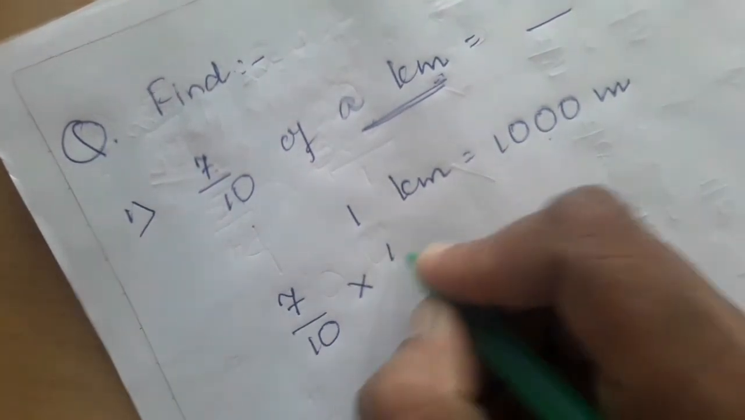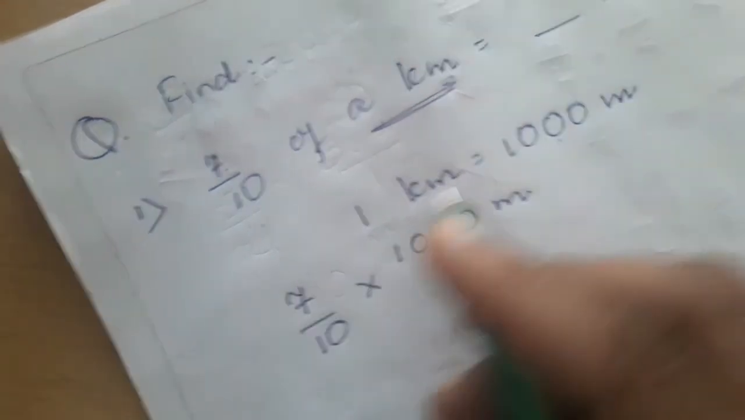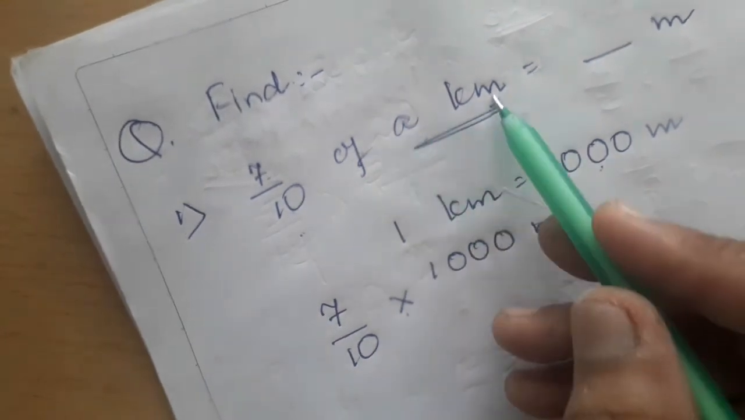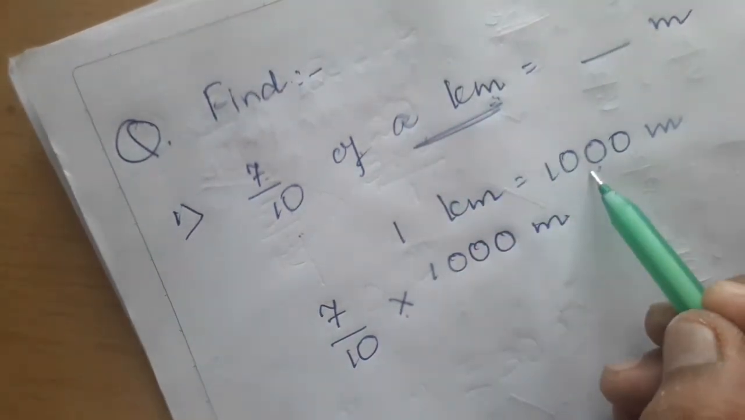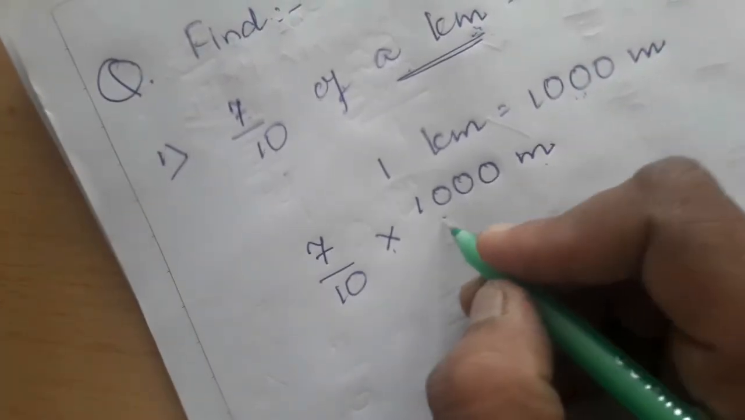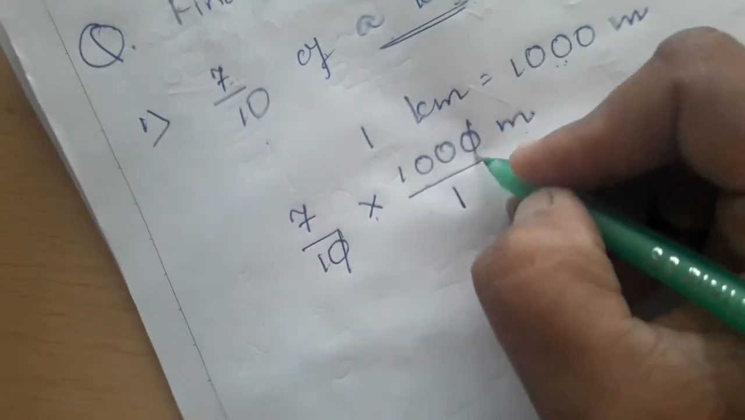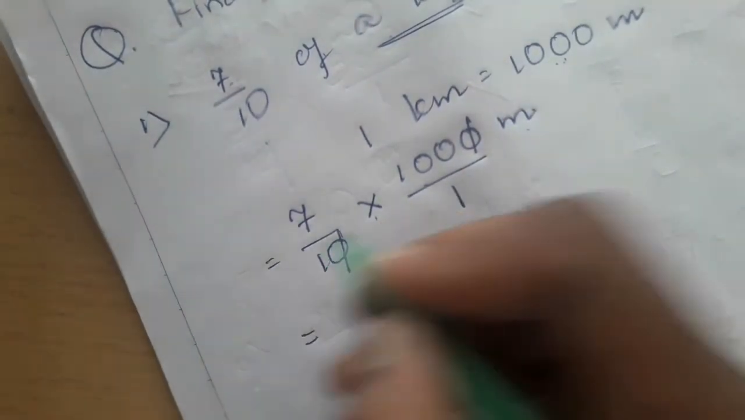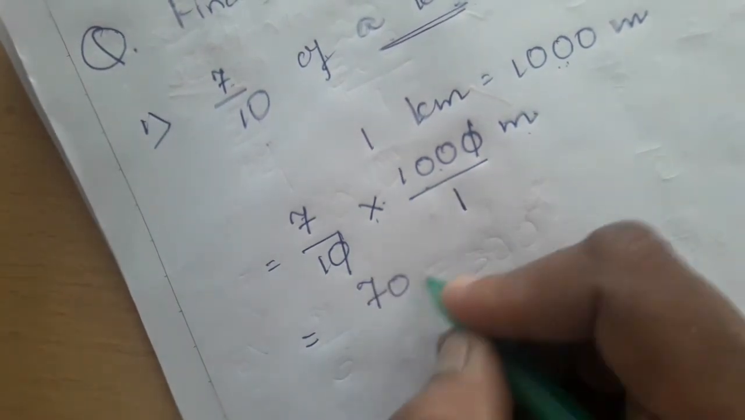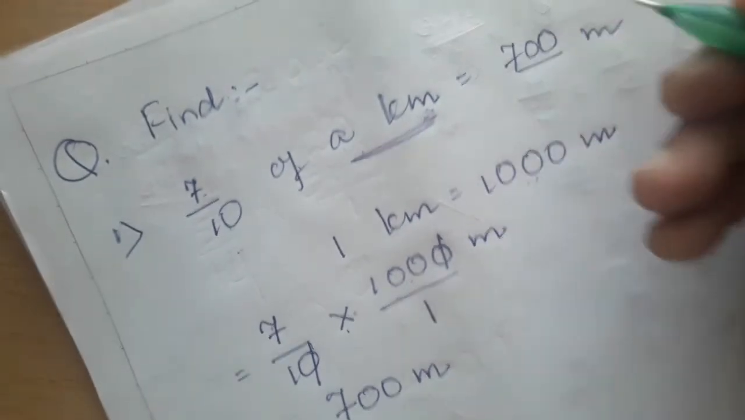So of 1000 meter, right? I have written 7 by 10 of a kilometer. A kilometer is 1000 meters, so I have written 1000 meters. Now the denominator I will write as 1. Now reduce it. I can cut these numbers. Now what I have in the numerator is 7 into 100, that is 700 meters. So write here as 700.